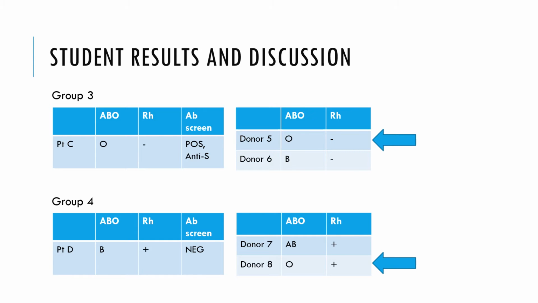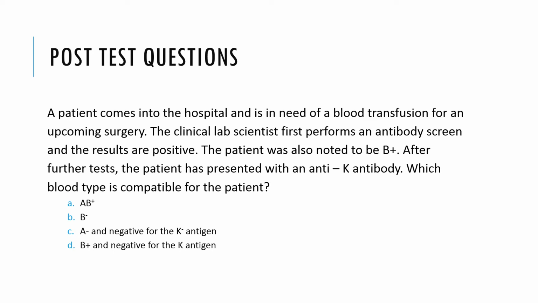I hope this lesson helps you better visualize and understand this concept. Now let's answer some post-test questions. A patient comes into the hospital and is in need of a blood transfusion for an upcoming surgery. The clinical lab scientist first performs an antibody screen and the results are positive. The patient was also noted to be B positive. After further tests, the patient has presented with an anti-K antibody. Which blood type is compatible for the patient?